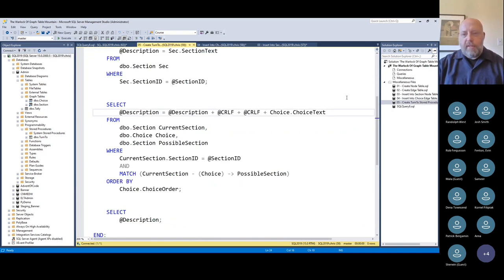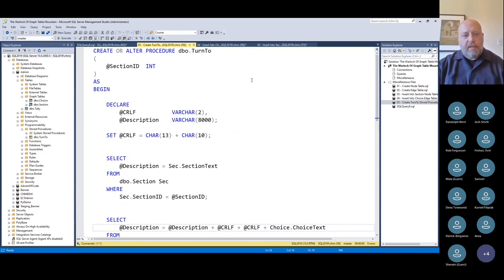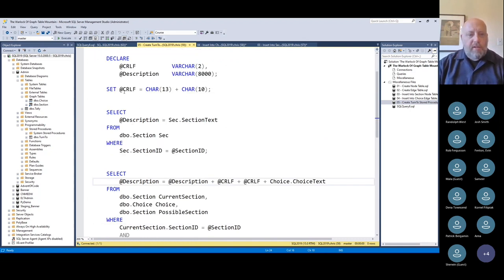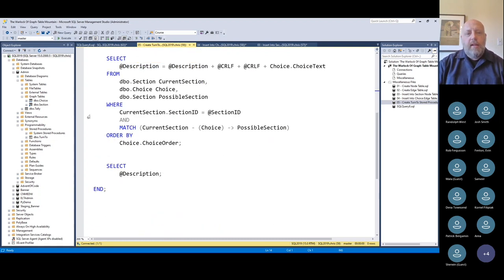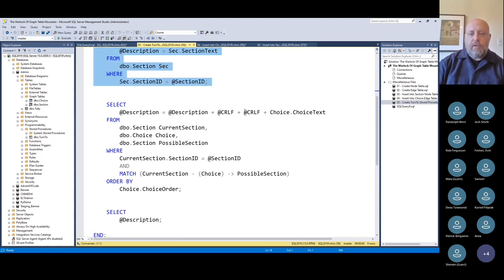And when we've got that, we create one stored procedure to manage all of this. I like to have things nicely spaced, so I'll set a variable for a carriage return line feed. I'll select my description for the section that we went into. And then I will add to that the choices and where they lead to.